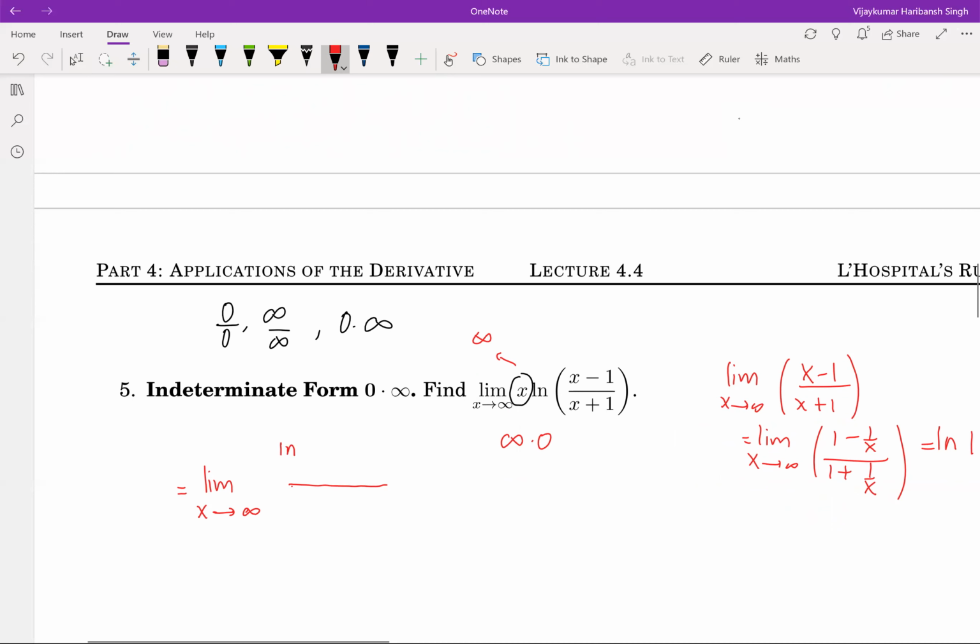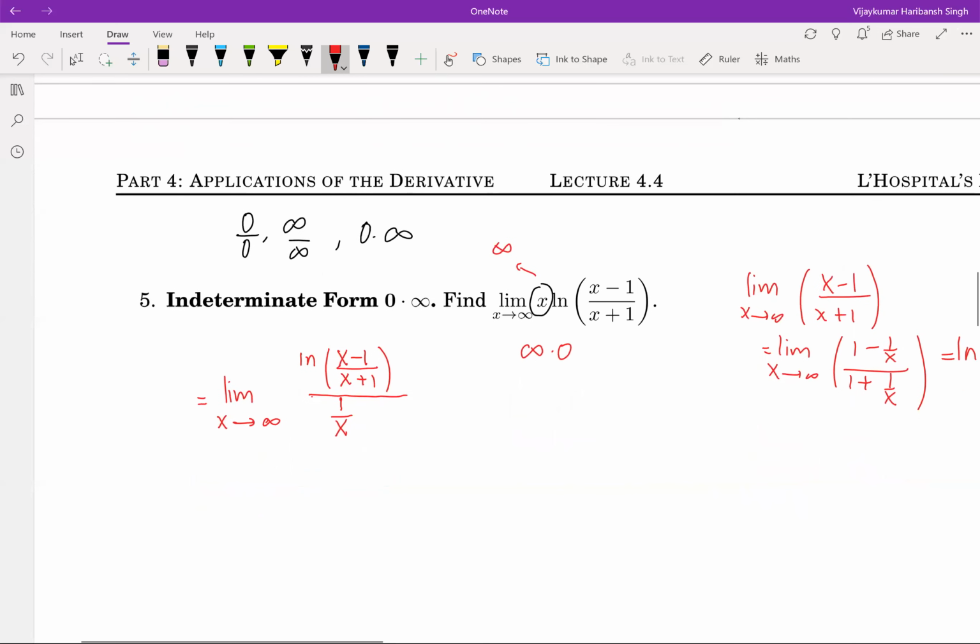ln of x minus 1 divided by x plus 1 on the top, and bring this guy on the down as x squared. Now this is going to be limit as x goes to infinity. Note that derivative of this is minus 1 by x squared, the denominator. Now what is derivative of top?